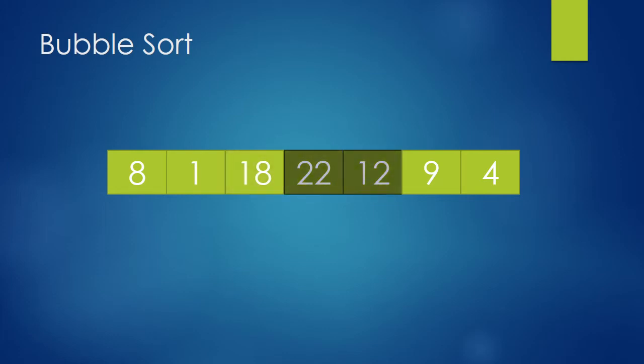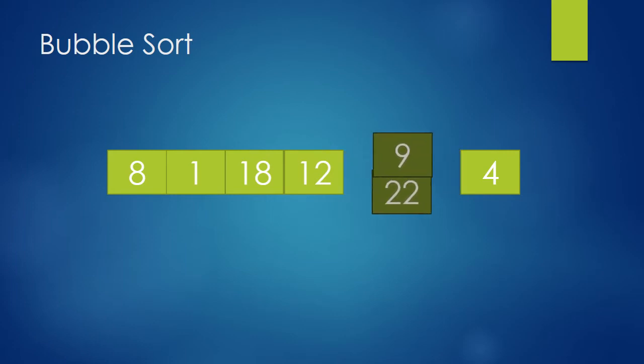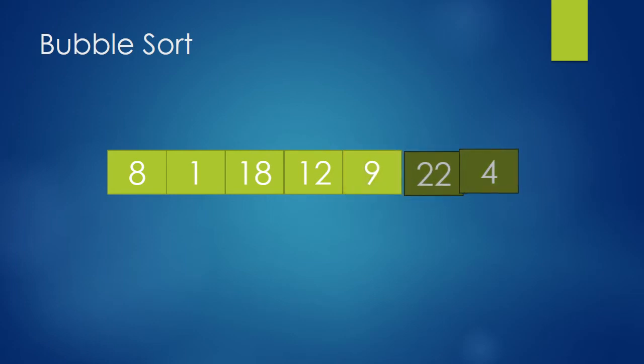Now we compare 22 and 12. And once again, we swap them. 22 is also bigger than 9, and obviously 22 is bigger than 4. You can see that 22 kind of bubbled to the end. That's why this algorithm is called bubble sort. Big elements bubble toward the end, while the smaller ones are bubbling towards the beginning.